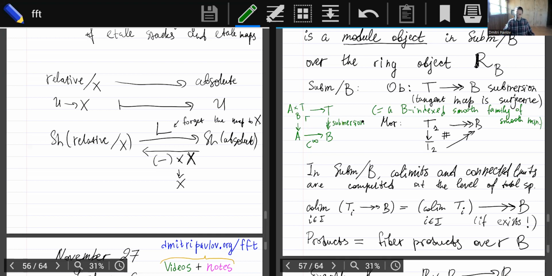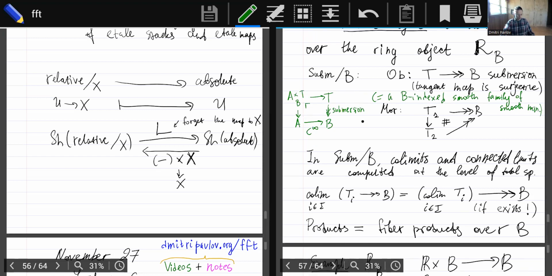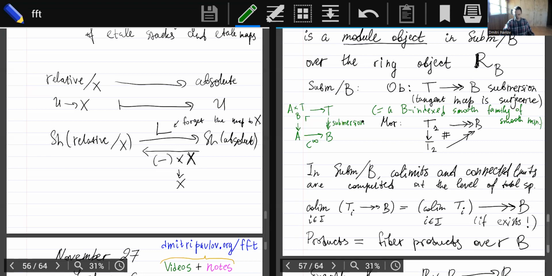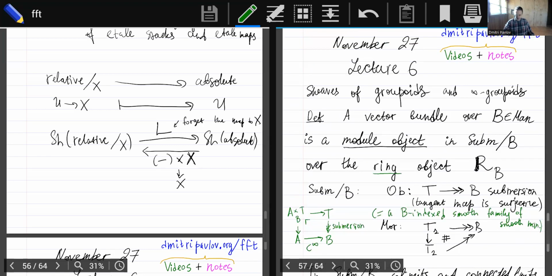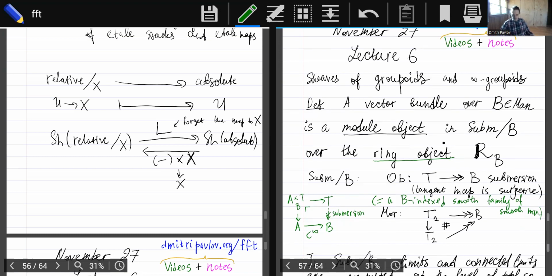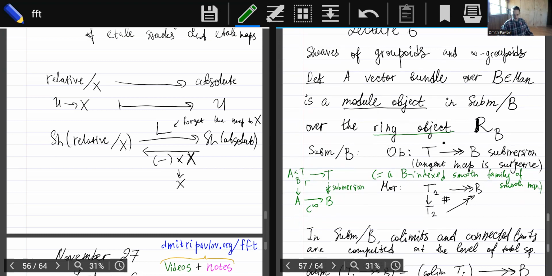All right. So basically, almost all limits and colimits are computed at the level of total spaces, with the exception of products. So products are computed as fiber products. Which means, in particular, since we do have finite products in this category, we can talk about algebras over algebraic theories, like rings or modules. Both of these make sense now because both rings and modules are defined using diagrams with finite products. So you can make sense out of these diagrams in this category of submersions over B.